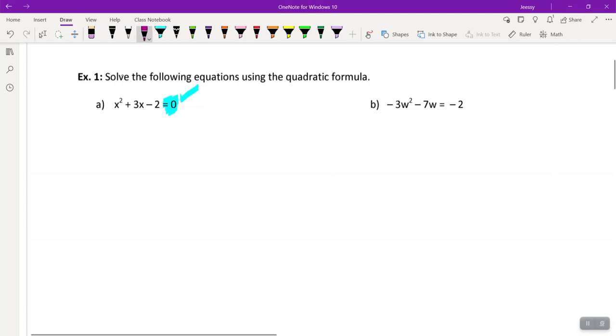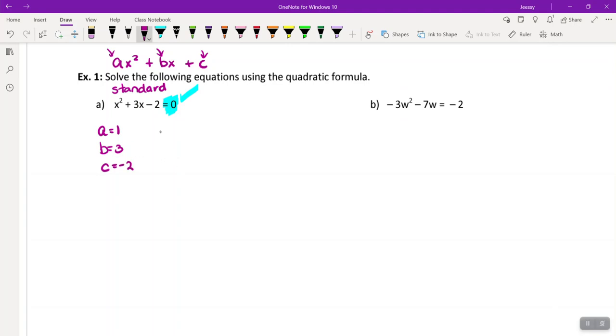The next thing you need to make sure is that you're in standard form. So standard form is going to look like this: ax squared plus bx plus c. And it is. So then we need to identify the a, the b, and the c. So our a value here is going to be 1. Our b value is going to be 3. And our c value is going to be -2.